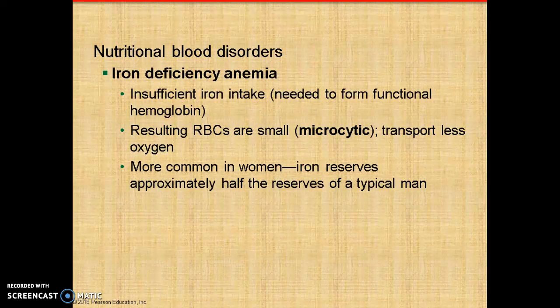So we'll look at some nutritional blood disorders. Iron deficiency anemia is not enough iron in the diet. The result is that the red blood cells are very small, microcytic. Micro means small, and they're going to transport less oxygen. This is more common in women than men. Women have fewer iron reserves than men.